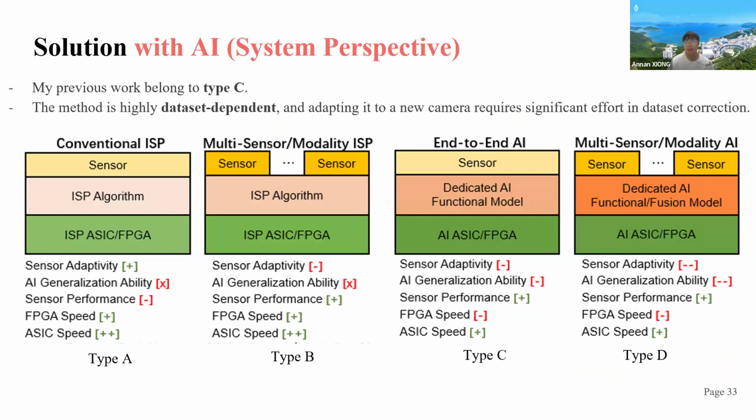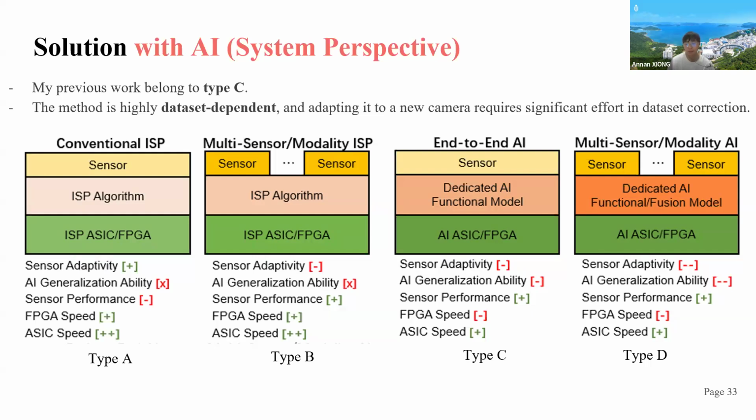Nowadays, the ISP for 3D or 2D sensors can be roughly classified into 4 kinds of categories. The first and second ones are mainly the traditional ones using one or multiple sensors. The advantage of them is that they can run traditional algorithms in a very fast way, and it is very simple. However, the performance, generally speaking, is not as good as the AI method. Type C and Type D are mainly the end-to-end AI ISP and multi-modality AI ISP. My previous work belongs to Type C.